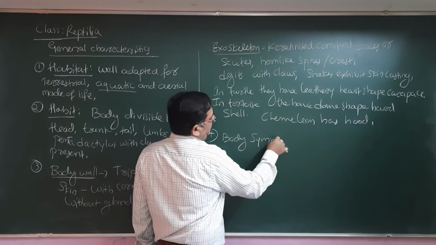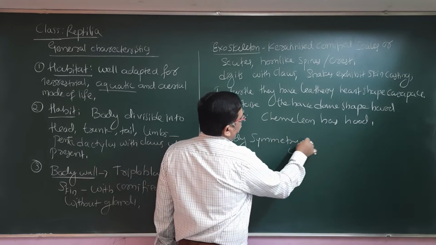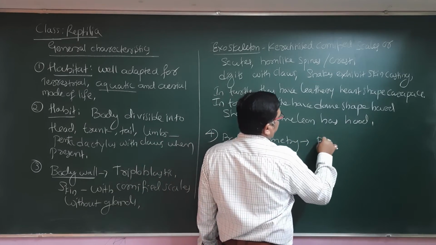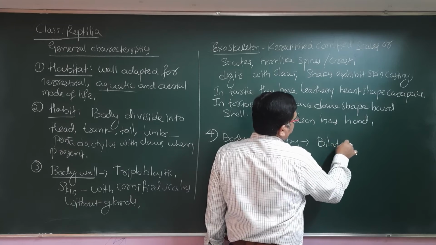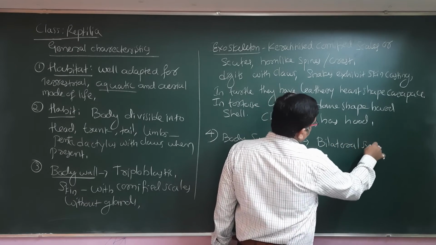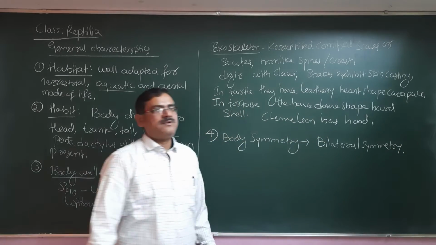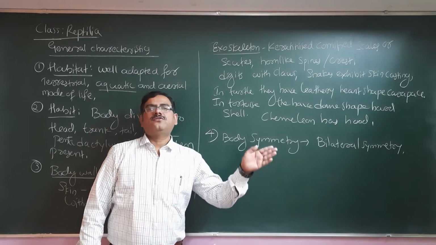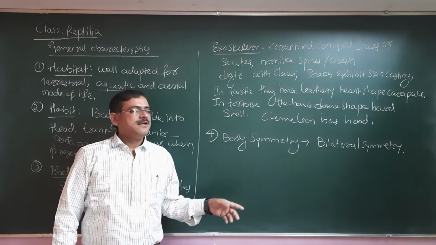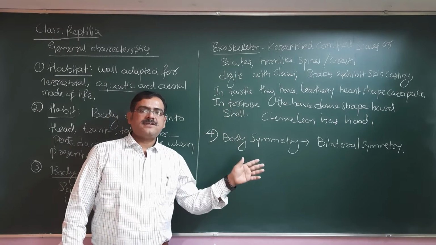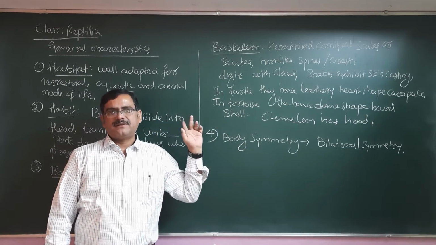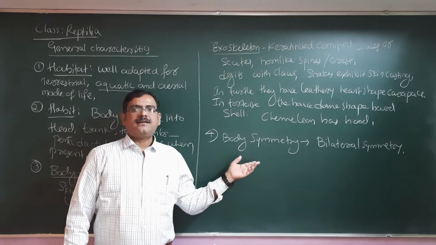Body symmetry as such, what we find, they are bilateral symmetric animals. Bilateral symmetry means any reptile you take, we can cut that animal body into two equal parts, right and left, by a cut passing through the central axis from one plane. That is called bilateral symmetry.